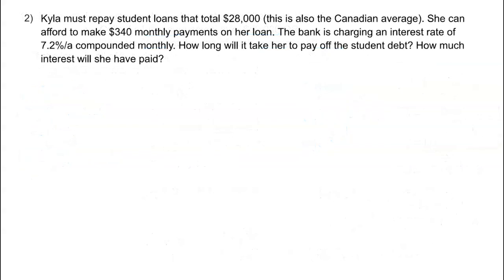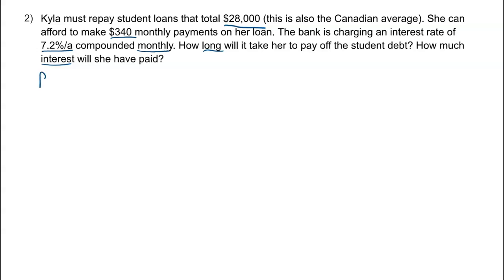If you have student debt, do you ever wonder how long it's going to take to pay it off and how much you're going to end up paying total? Here's a perfect example that shows you the average in Canada, what that would look like. It says this: Kyla must repay student loans that total $28,000. She can afford to make $340 monthly payments on her loan. The bank is charging an interest rate of 7.2% per annum compounded monthly. How long will it take her to pay off the student debt, and how much interest will she have paid?